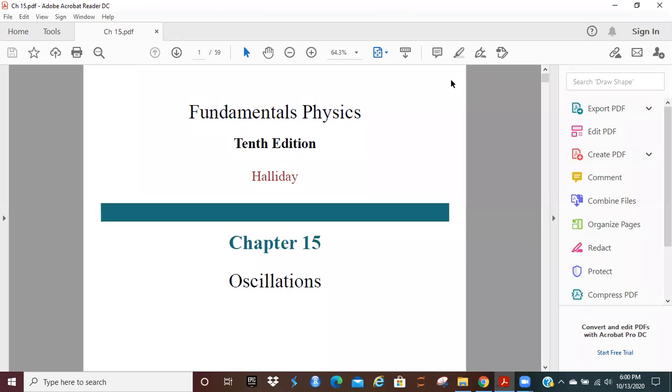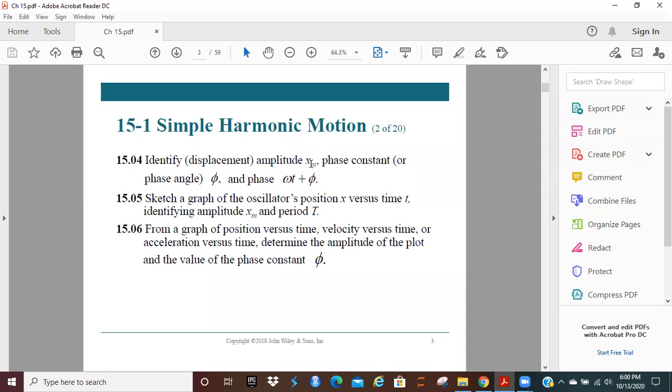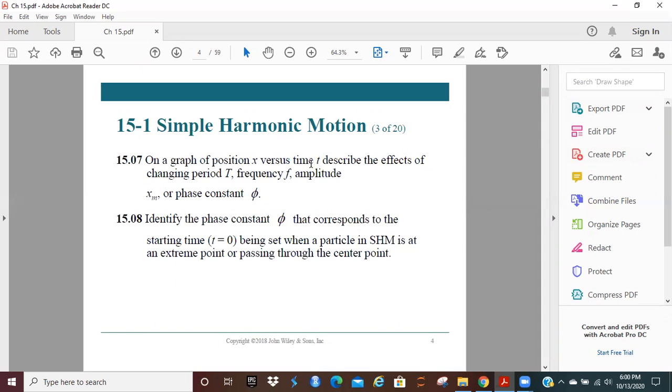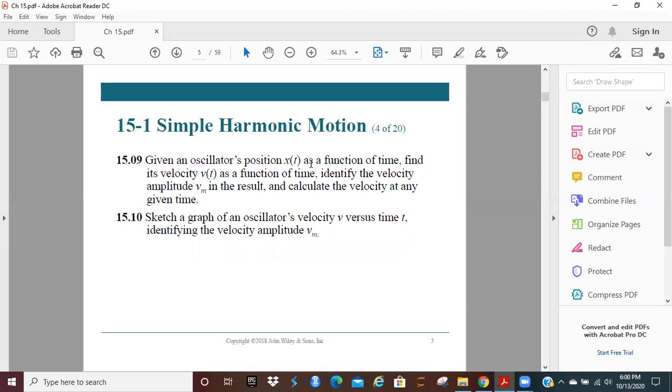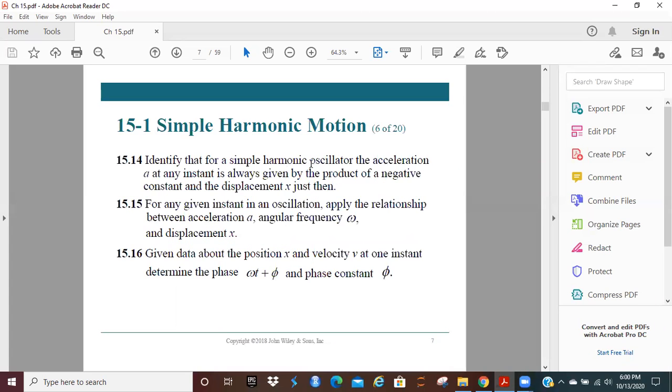Okay, this is going to be the lecture over Chapter 15, Oscillations in Physics 1. We're going to be discussing simple harmonic motion, and we'll distinguish simple harmonic motion from other types of periodic motion. And we'll take a look at some equations here to describe not only the position, but also how that position changes over time. So we've got a number of objectives here to cover.